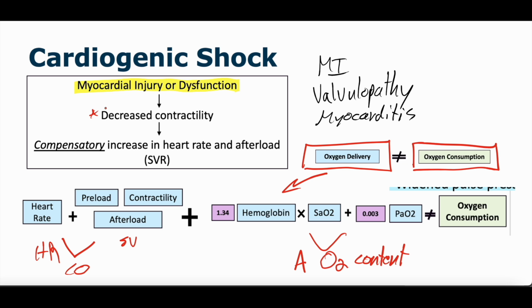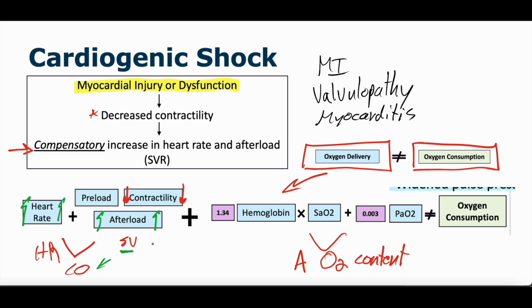Give you a hint. I said it. Decreased contractility. The pump cannot squeeze well enough. So what your body does to try to compensate here is it increases the heart rate and it increases the afterload, because it thinks that by increasing the afterload, you might be able to increase stroke volume and improve cardiac output.